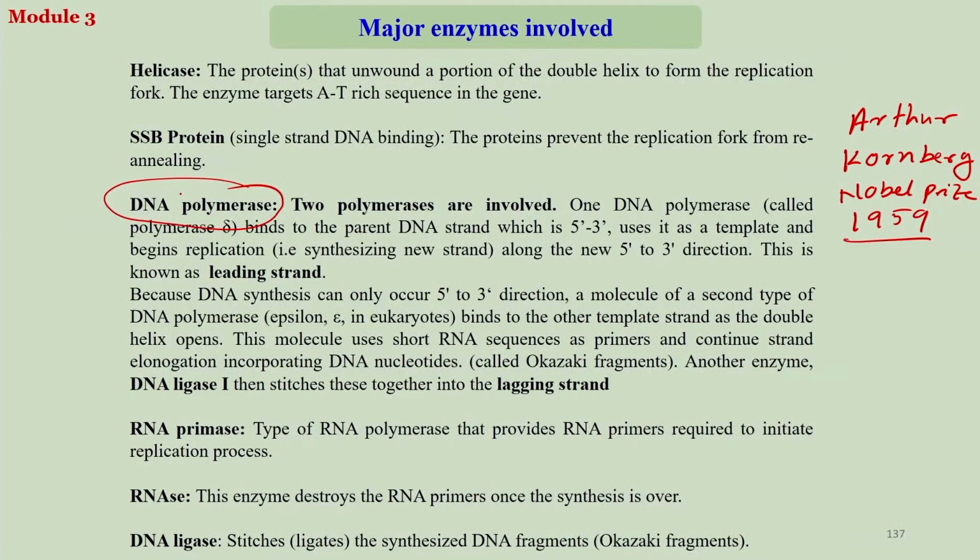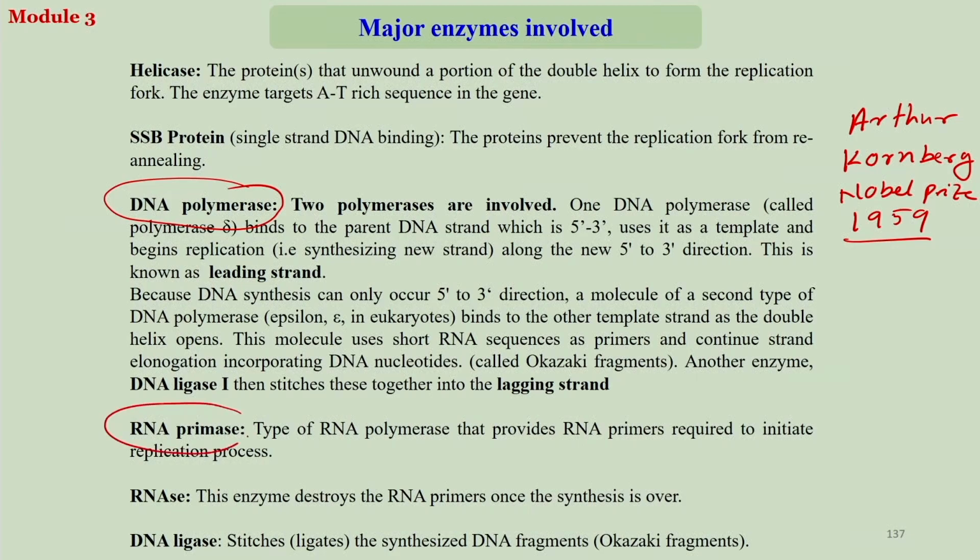So, DNA polymerase is the enzyme that actually helps synthesize the complementary strand, and there will be two different DNA polymerases that we will be needing. I will come back again later.